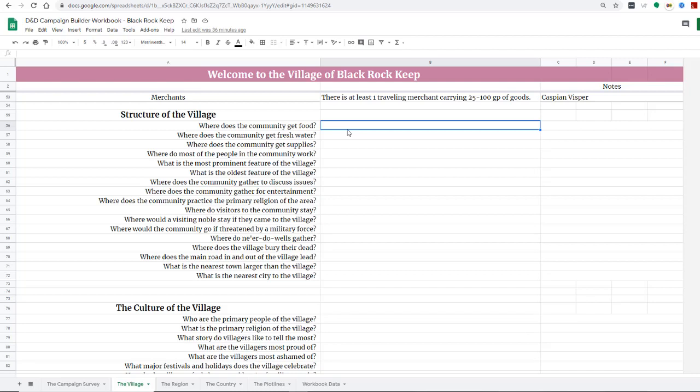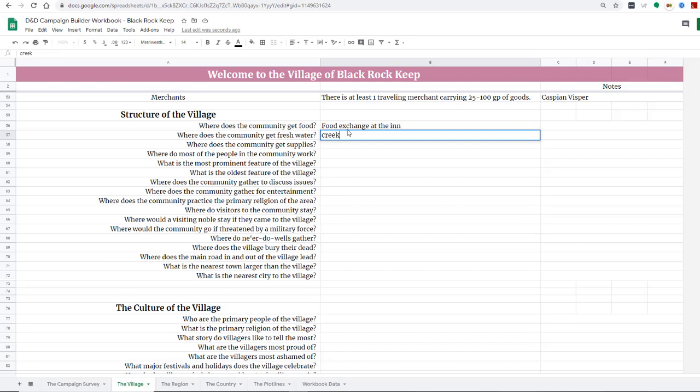So where does the community get the food? It's going to be at a food exchange at the inn. And where does the community get fresh water? I'm going to say that there is a source of fresh water nearby. There's going to be a creek.